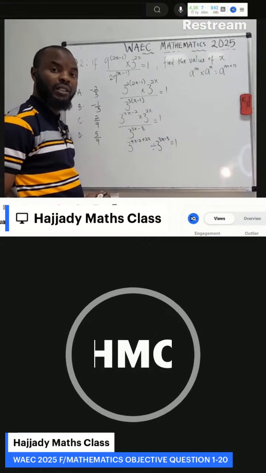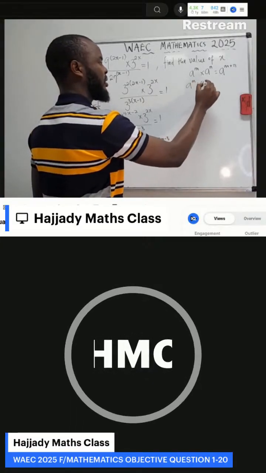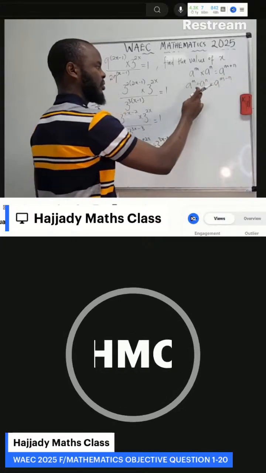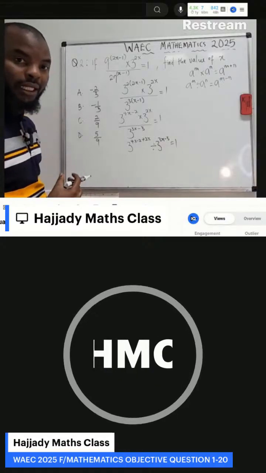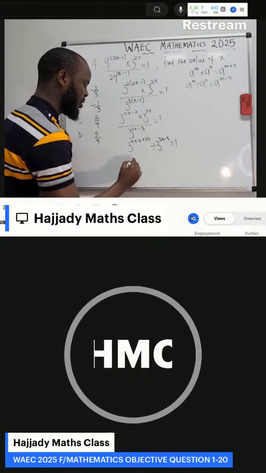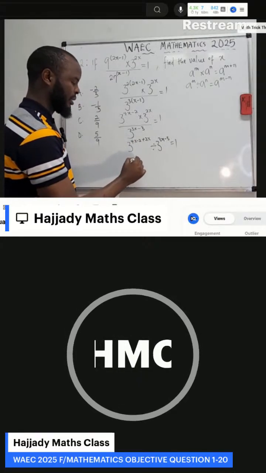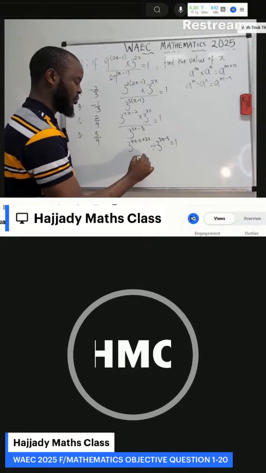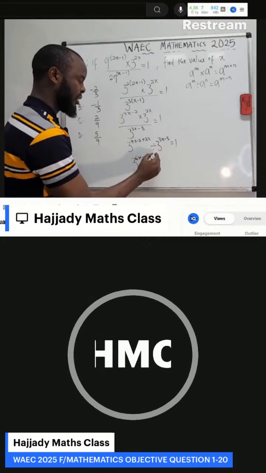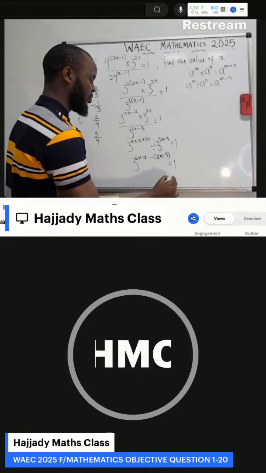Now, there's another rule of indices that says that a to the power of m divided by a to the power of n equals a to the power of m minus n. So the division is going to turn to negative. Doing that here, we have the same equal base of 3. Now, look at this. 4x plus 2x here is 6x minus 2. The division is now the negative sign. In parentheses, we have 3x minus 3 equals 1.